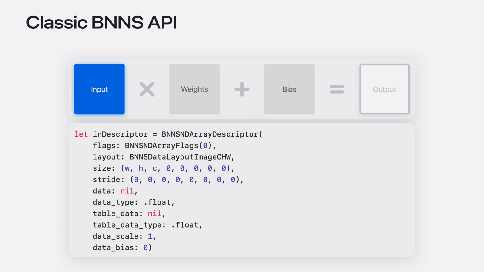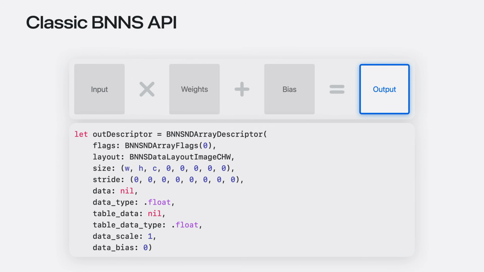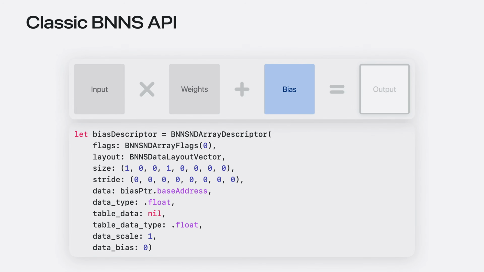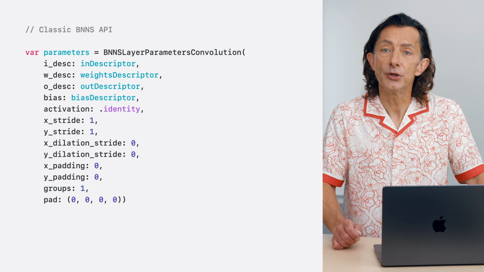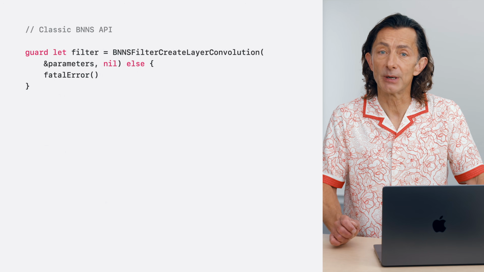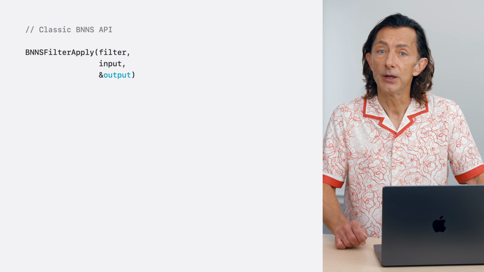You'd use an n-dimensional array descriptor to specify the arguments and their properties to the layer. This means you would create a descriptor for the input, a descriptor for the output, a descriptor for the convolution kernel or weights matrix, and, as you might have guessed, BNNS expected the convolution bias as one more array descriptor. Then you'd use those array descriptors to create a parameter structure, and pass that parameter structure to the function that creates the layer itself. And finally, you'd apply the layer during inference.